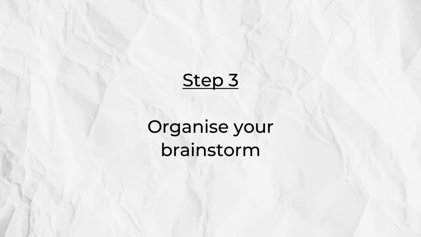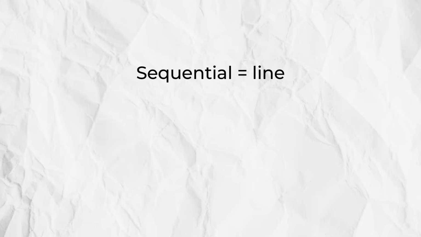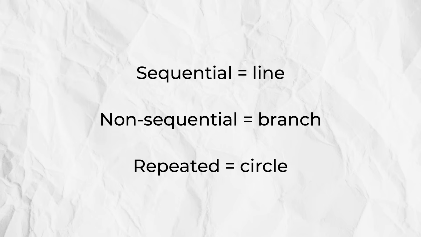Once you've got your brainstorm of actions down though, then it's time to start thinking about which of these items need to be done sequentially, the ones that need to happen one after the other after the other. Those are going to be the lines in our goal map. We also need to think about the things that need to be done non-sequentially, so they don't have to happen one after the other. They could be tackled at the same time or in either order. Those will end up being branches. And then we need to think about the stuff that's going to happen repeatedly. Those will end up on our circles as we do them again and again and again.